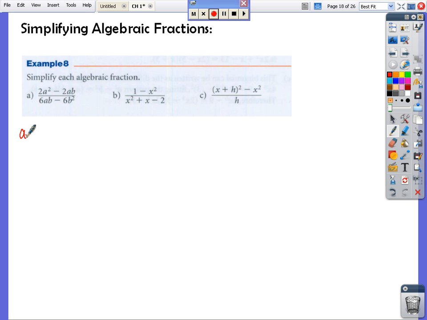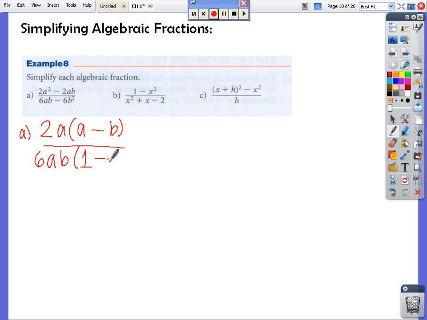So part A, on top in the numerator, I'm going to factor out the GCF. So I have 2 and an A. So the first term I have an A left over, and in the second term, I have the b left over. In the bottom, I'm going to factor out a 6, an a, and a b. And what do we have left over in the front term? Nothing, so I put a 1.